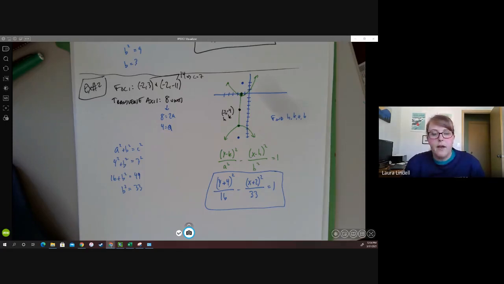Any questions from that one? Any numbers we're not sure where they came from, or steps we're not sure how they work or what's going on?